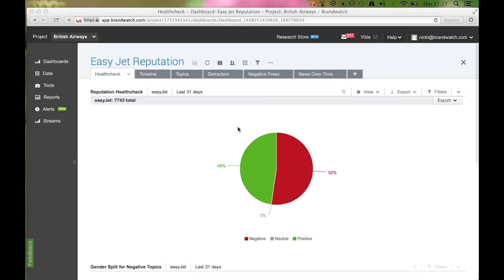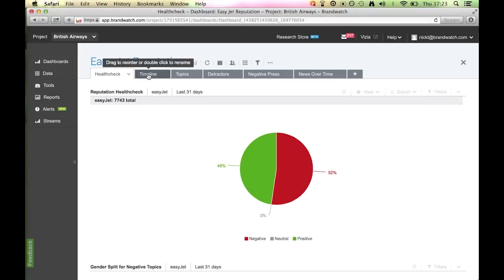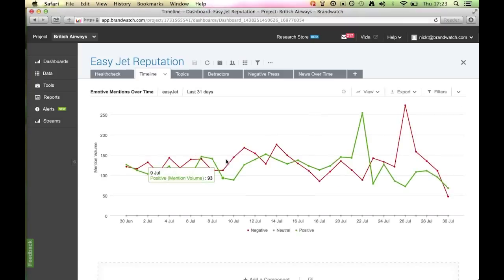This is my reputation dashboard, and it's looking at the reputation of a cheap airline called EasyJet. And airlines, I think, are a really good use case for this because they're the kind of company that do get a lot of negative mentions. If you ruin somebody's holiday, they are very, very likely to start bad-mouthing you on the internet. However, it's not always a crisis when that happens.